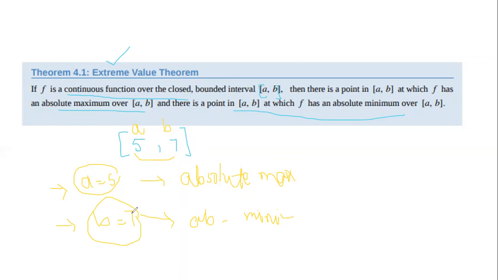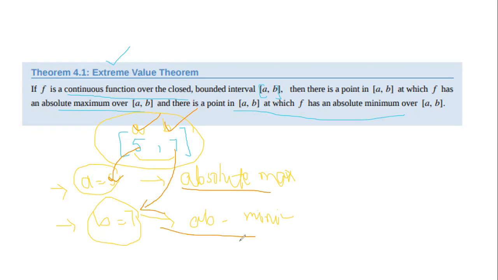So if a continuous function is on a closed, bounded interval, there's a point. Basically, how many points? Two points. Let's say 5 and 7. There's a point in my interval [a, b], say 5, at which function f has its absolute maximum, and there's a point where the function has its absolute minimum, say 7.